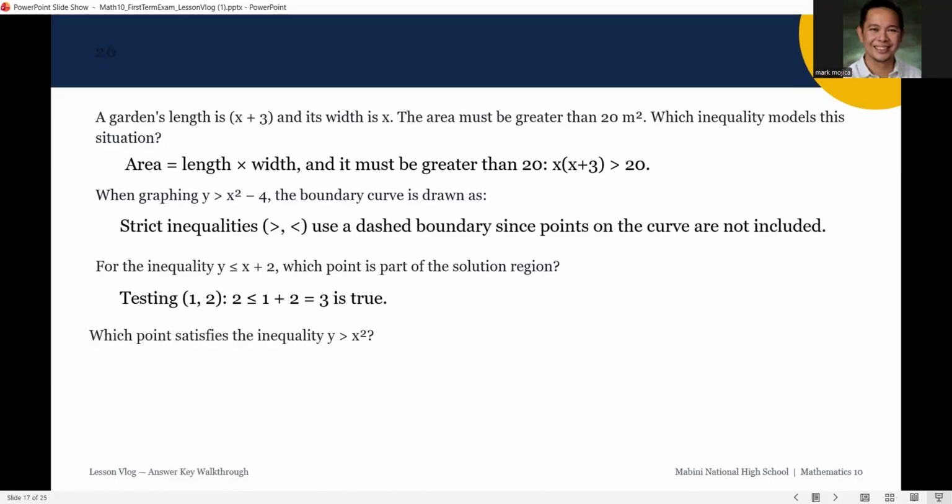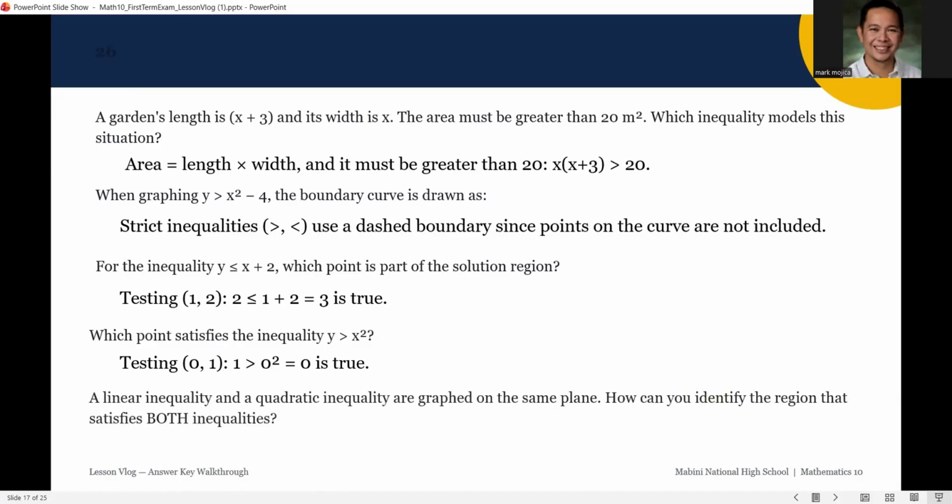Next, which point satisfies the inequality y is greater than x squared? So which point satisfies this? It means testing 0 and 1, meaning this is 1, it should be greater than 0 squared, which is equal to 0, is definitely true.